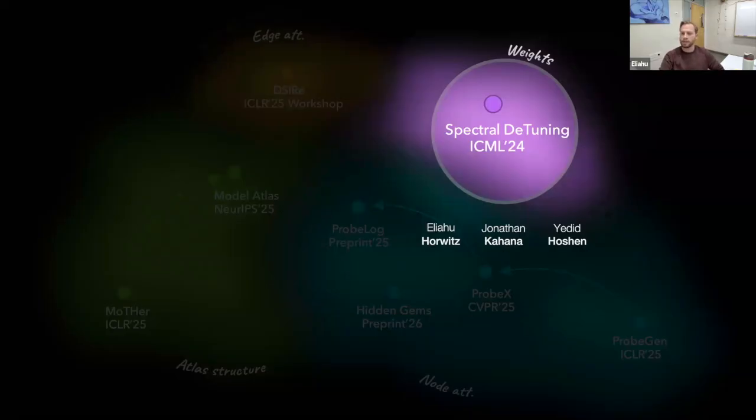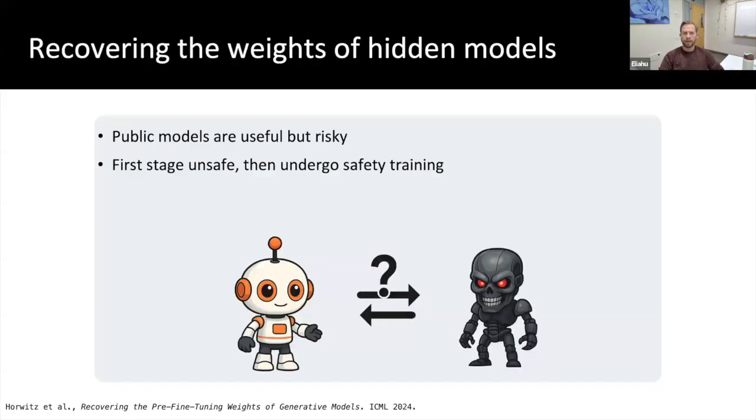So the first work is the Spectral Detuning. And the idea is the following. What we're trying to do is recover weights of hidden models. The idea is that public models are very useful, of course, but they're also risky. What usually happens is that in the first stage, we train an unsafe model on web data, and then these models undergo safety and alignment training.